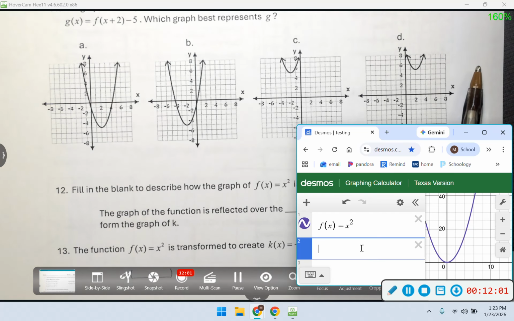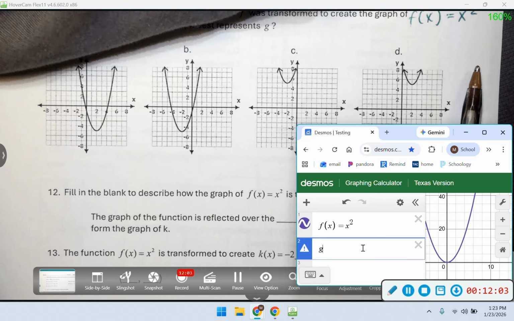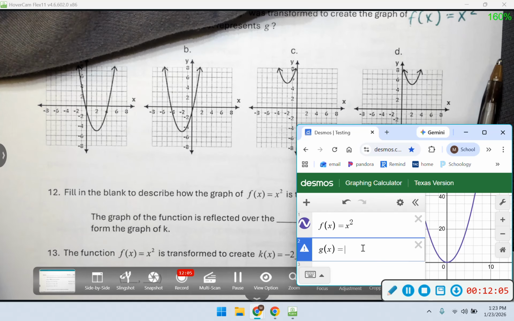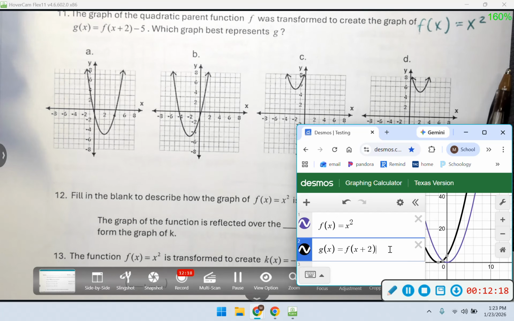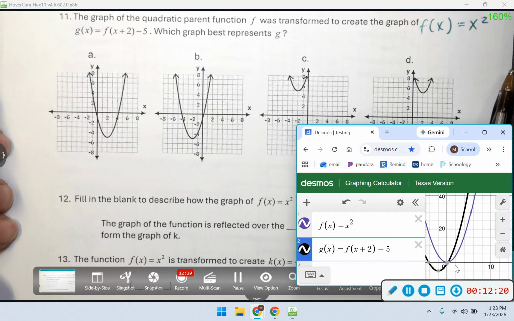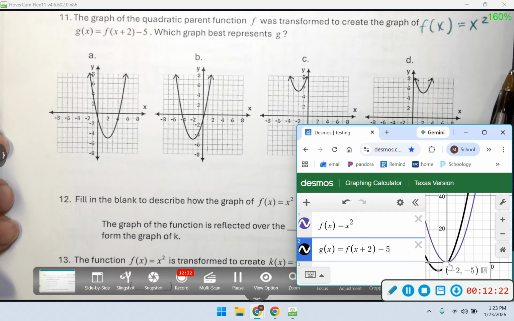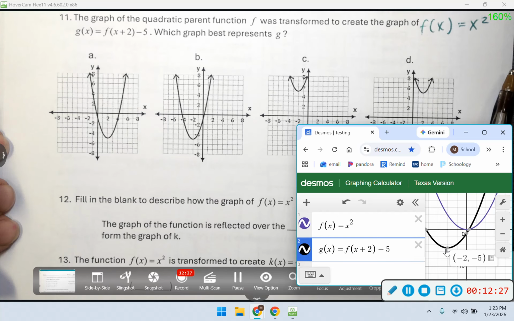Okay, and then I'm going to type in what it gave me. So g of x equals f of (x plus 2) minus 5. Okay, so I know this went down, left 2, down 5. Okay, so which one has that?